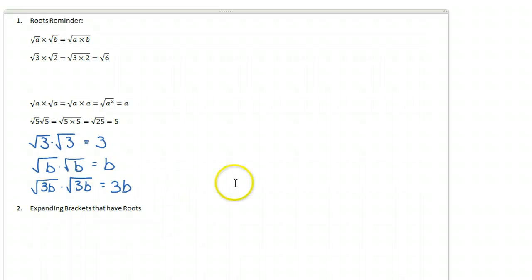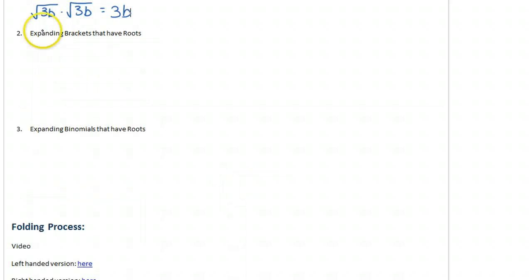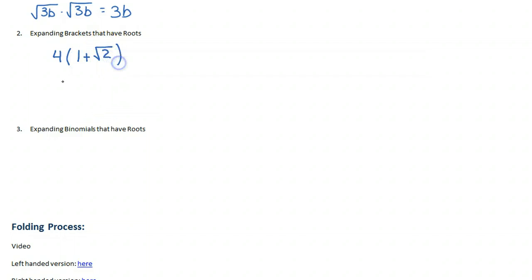Okay? The next skills we want to make sure we're comfortable with is expanding brackets that have roots. So if I have something, for example, let's say 4 times 1 plus square root of 2, that's like saying 4 plus 4 times root 2. And again, I can leave it just like that. If I wanted to, I could get my calculator out and work out the approximate value, but in this case, I want exact value, so I'd stop. So I just took the 4, just like a normal expansion. 4 times 1 is 4, and then 4 times root 2. I can't actually work that out to an exact value, so just leave it like that.